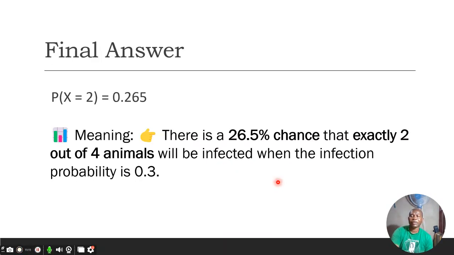0.2646. Good. Now, but what does this actually mean when it comes to binomial distribution? So when we say the probability of x being exactly 2 is equal to 0.265, what does it mean? It simply means that there is a 26.5% chance that exactly 2 out of 4 animals will be infected when the infection probability is given as 0.3. So this is the sense we try to make when it comes to binomial distribution.